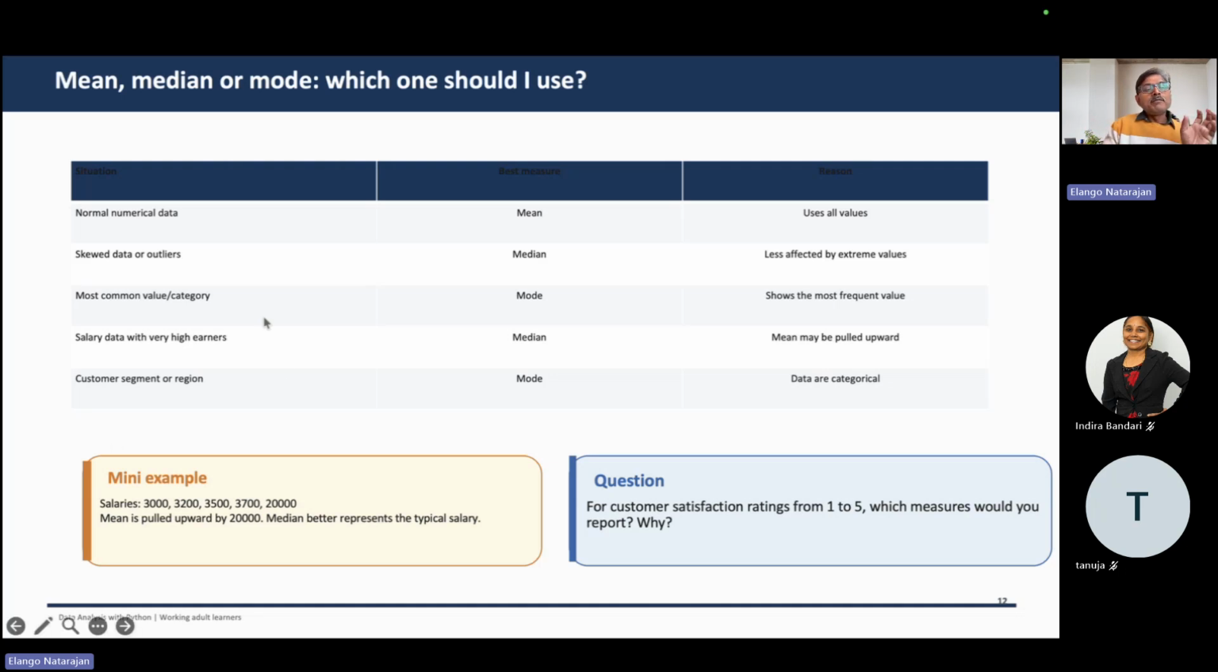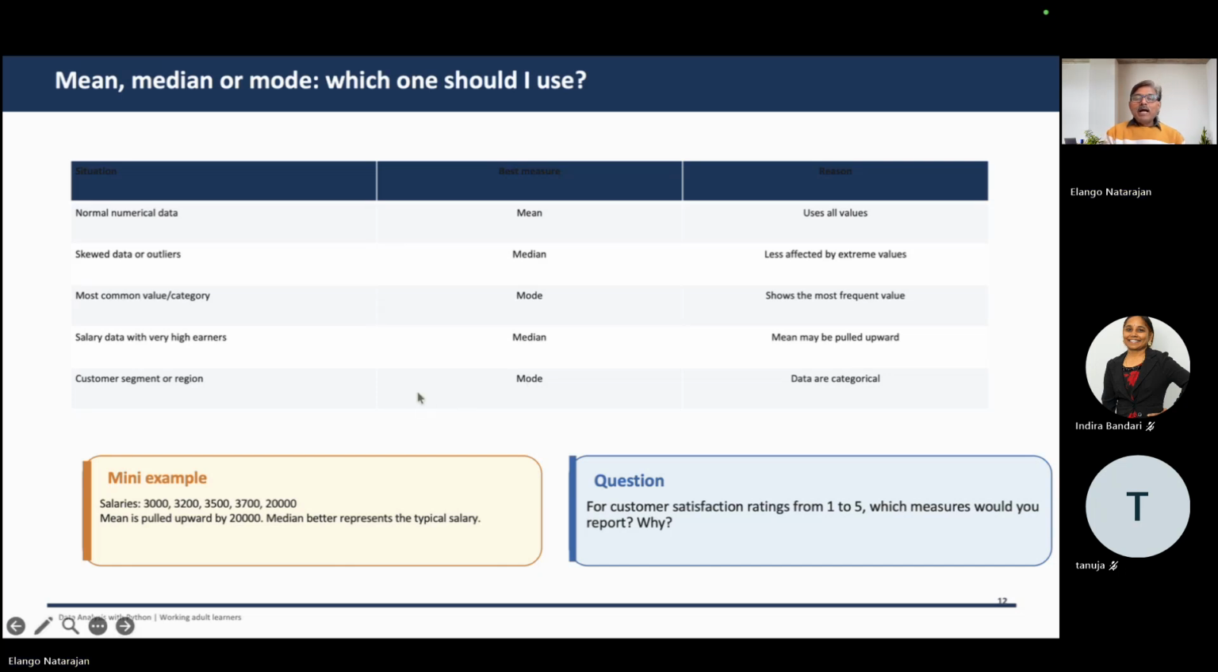And if you are working with categorical data, then you go with mode. Another example is salary data with very high earners. High earners means you have outlier, skewed data, so better you go with median. Customer segment or region is based on categorical data. Region in the sense, you go with mode.